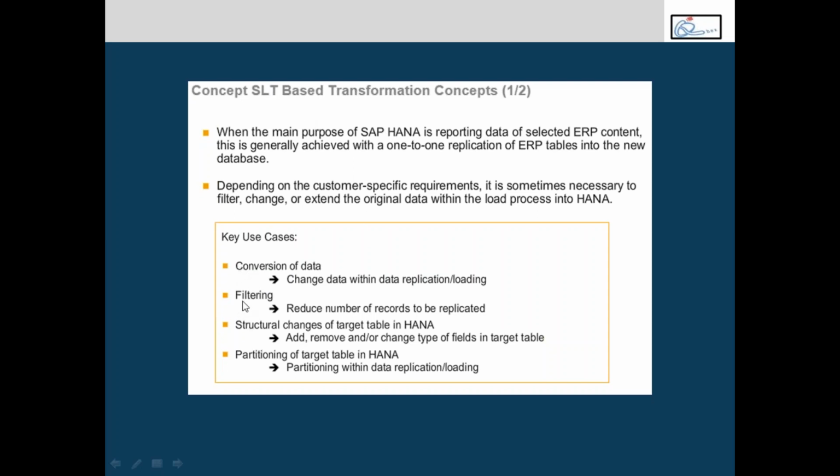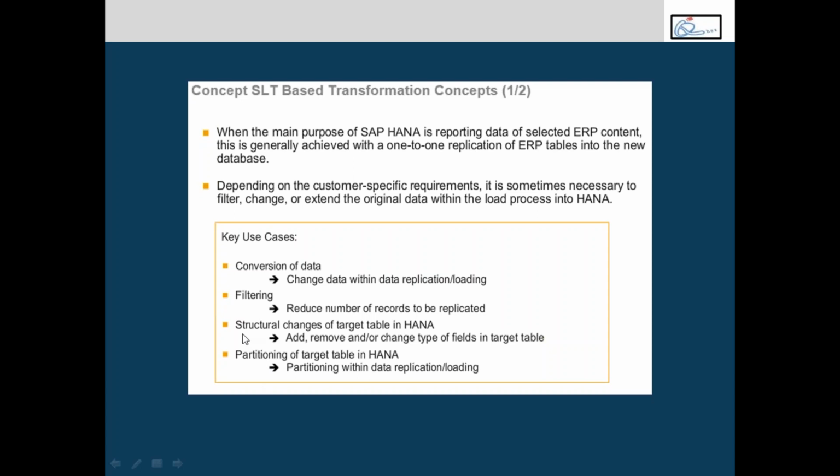Say you would like to filter out some records. Let's say there are a lot of records, and you just want to extract only certain records of a table. We can do filtering, and also structural changes. Let's say in the source the table has got 5 fields, and in HANA you want to have 6 fields, or you want to remove some field in HANA. So you can do some structural changes to the target table. Whenever you replicate, it is automatically creating a table in HANA similar to your source. We have the flexibility of changing the definition of the table getting created in your HANA.